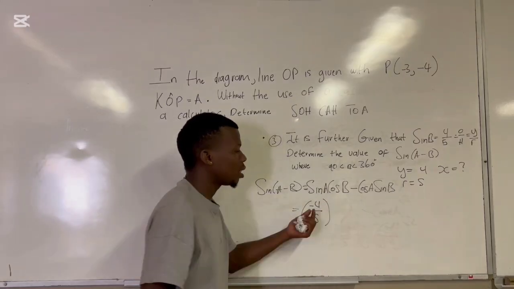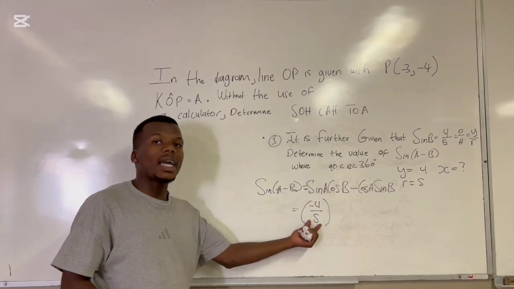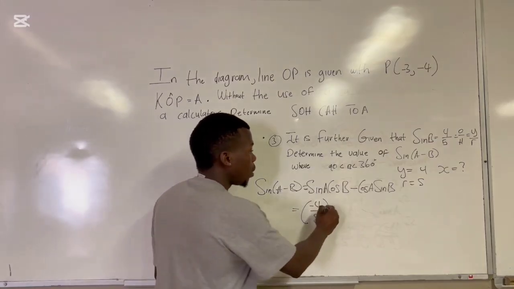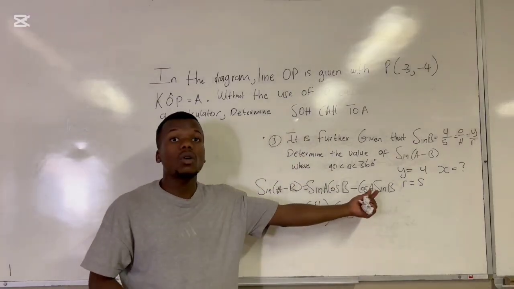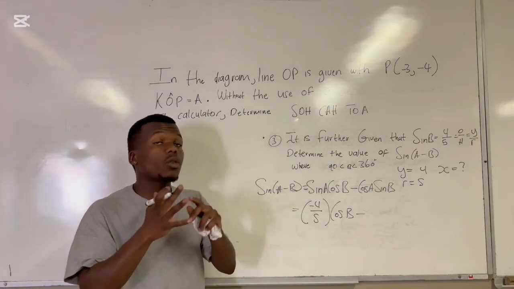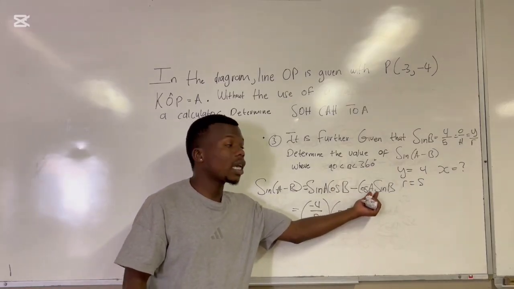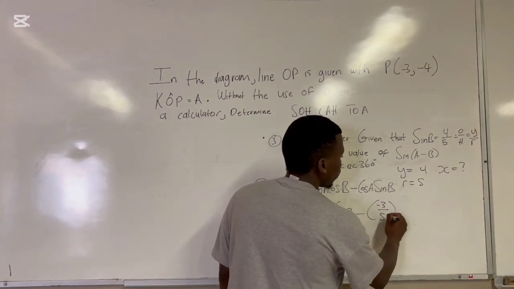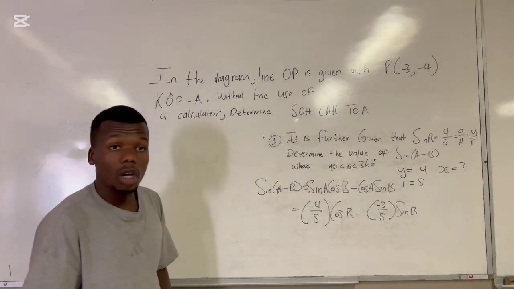Over 5, because this was what? This was opposite over what? Over hypotenuse, but under the angle of what? Of A. Multiply by cos of what? Cos of B minus, what was the value of cos of A? The value of cos of A was adjacent over hypotenuse under the angle of A. This was equal to -3 over 5 multiplied by sine of B.